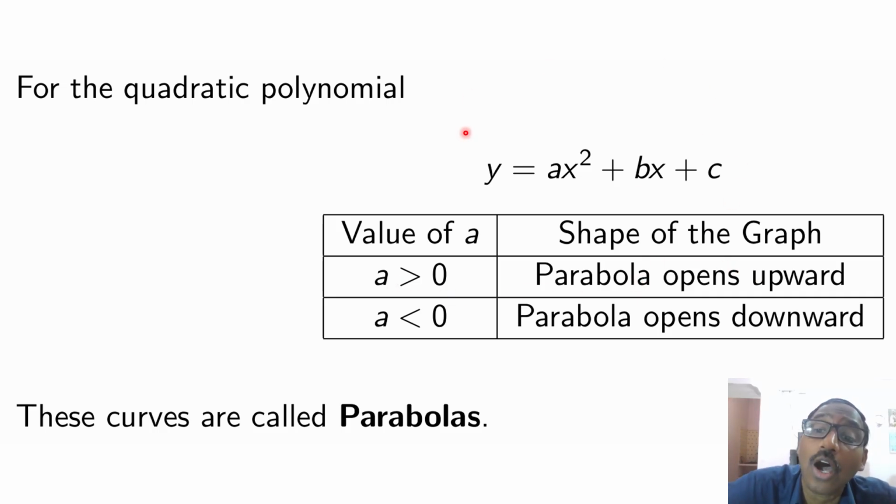If you draw the graph, you will get a parabola that opens upward for a greater than 0. If a is less than 0 and you draw the graph of this quadratic polynomial, you will get a parabola curve that opens downward. These curves are called parabolas. A parabola that opens upward is a parabola, and a parabola that opens downward we also call a parabola. We will go to the next slide.